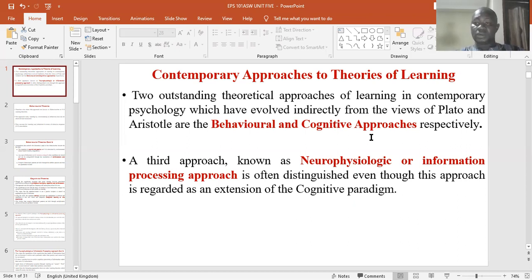The third contemporary approach is the neurophysiological theory. They are in the same dynamics with the cognitivists, but they liken the human mind to a computer. How the human mind works is just like the way a computer works. So we take in information, we process the information, and we let the information out when the need be. So these are the three contemporary theories that govern the way and manner you and I learn when it comes to learning.